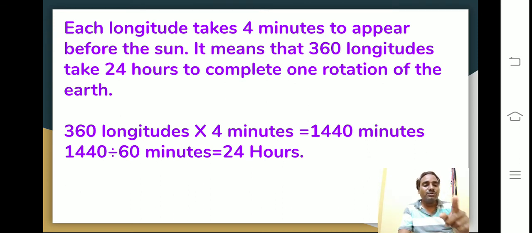Let us see through a mathematical expression. 360 longitudes into 4 minutes will get 1440 minutes. If you convert 1440 minutes into hours, we'll get 24 hours. Why does the earth take 24 hours to complete one rotation? It is because each meridian takes 4 minutes. There are 360 meridians. They take 1440 minutes. That is 24 hours.